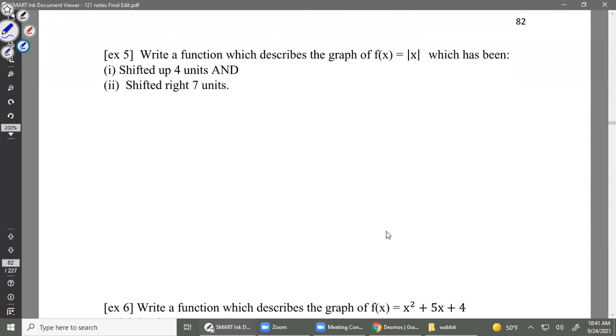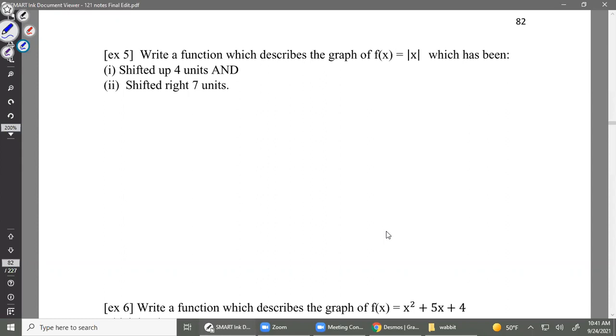Example 5, we want to write one function which describes the graph of f of x equals absolute value of x, which has been shifted up 4 units and then shifted right 7 units. I will write all of these like this, especially on the test. So make sure that you're writing this as one function.